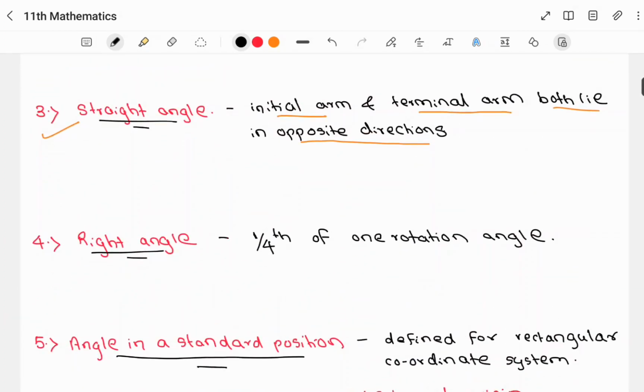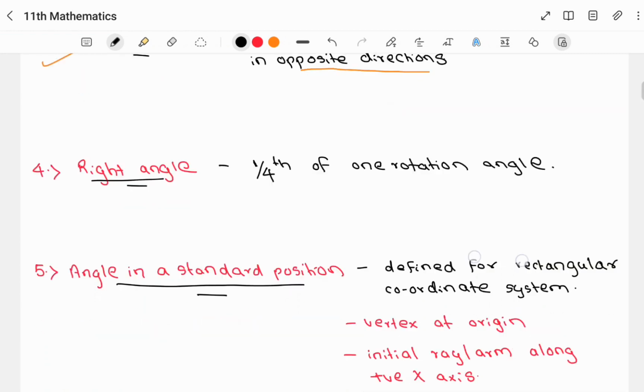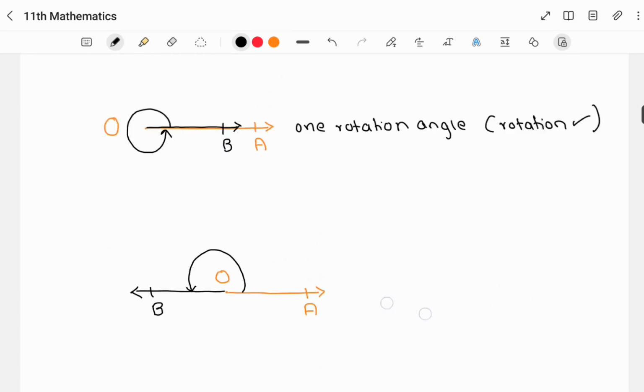Then we have a right angle. So what is a right angle? It is 1/4 of one rotation angle, which means you have to take one rotation angle and divide it into 4 parts. That 1/4 part of the one rotation angle is called a right angle.